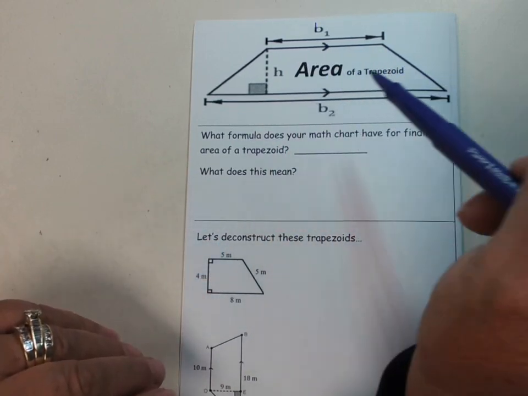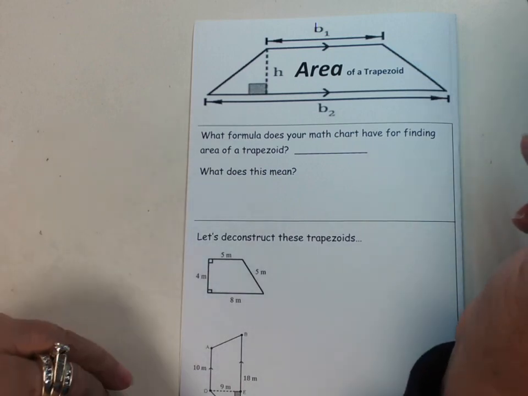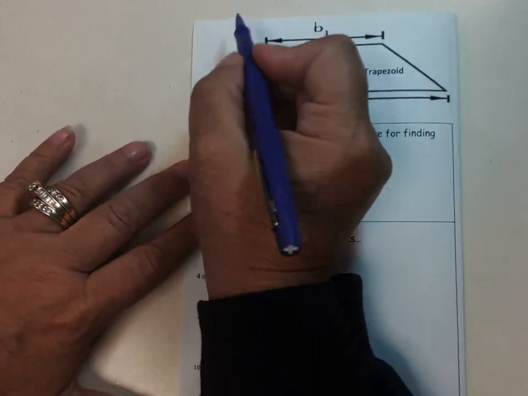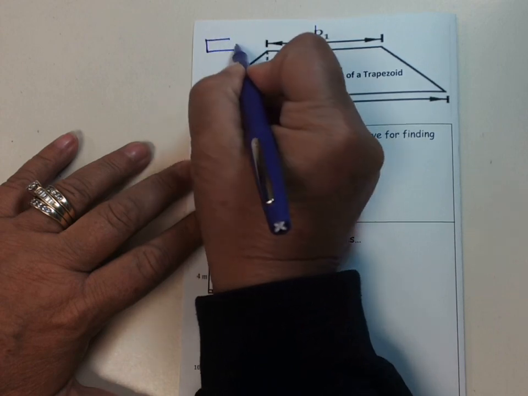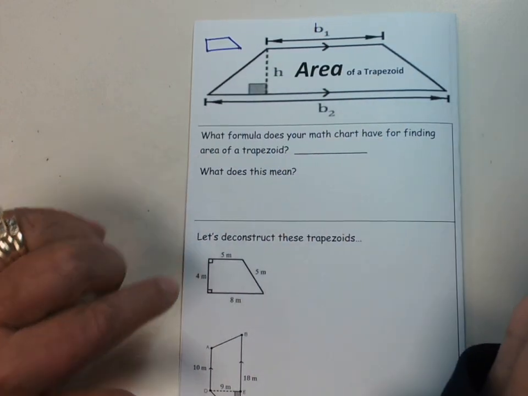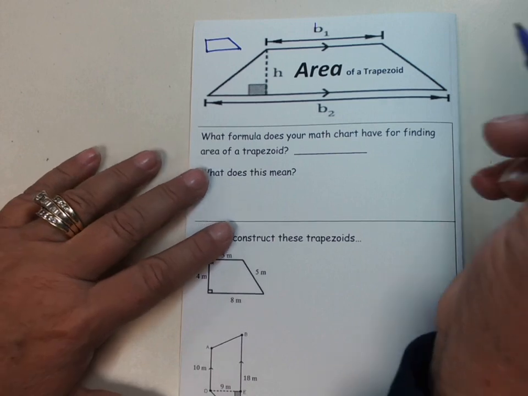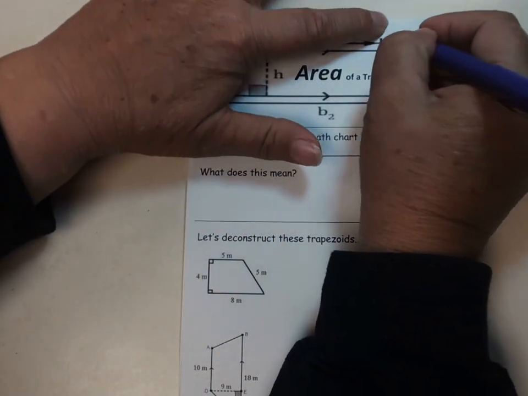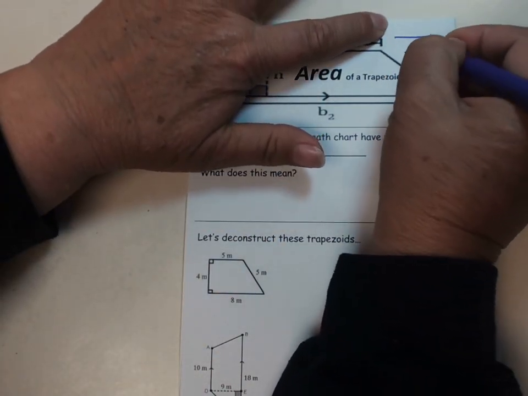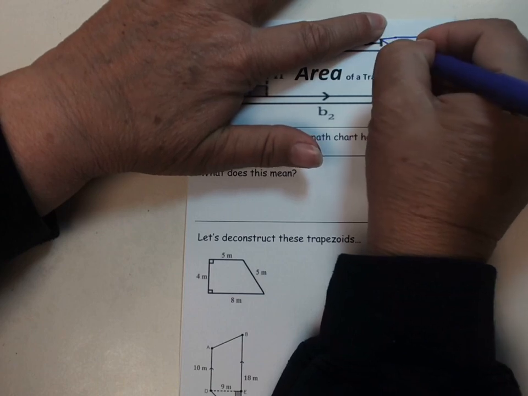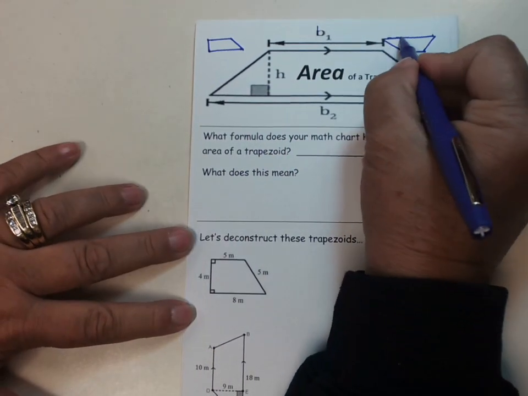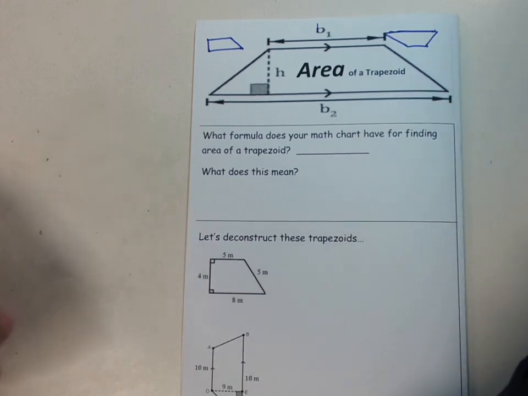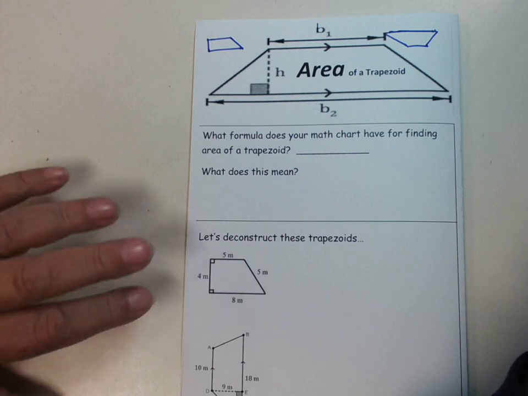It's just to say, oh, here's a base and here's a base. And then the other 2 lines are not parallel. They can be any old way. So if I have 2 sets of parallel lines and one's straight up and down and one's diagonal, that's still a trapezoid. Okay, if I do a big one on top and a little one on bottom and some random lines, that's still a trapezoid. So by definition, they have to have one set of parallel lines and one set that are not parallel.